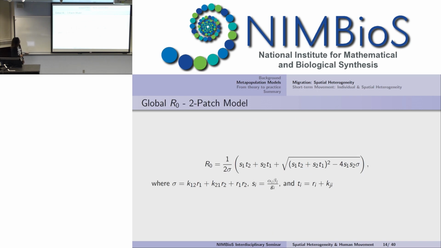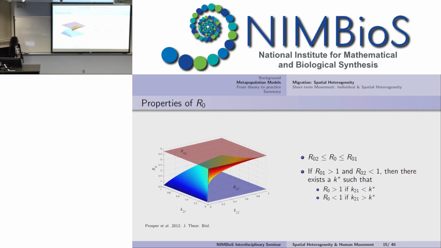So you can derive this using that next generation approach, and so you get this more complicated expression. But we can still use this to try and understand how the reproduction number depends on quantities like the migration rate. So here we've plotted the global reproduction number. So this surface is the global reproduction number as a function of our two migration rates. And it's sandwiched in between the two isolated patch reproduction numbers represented by these two planes.